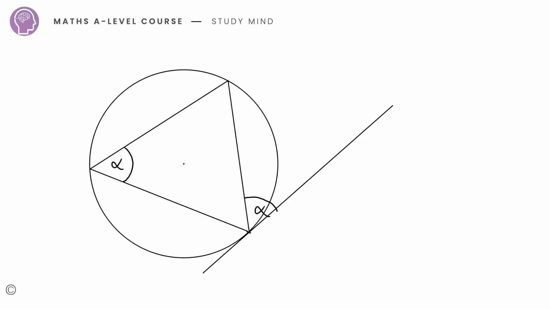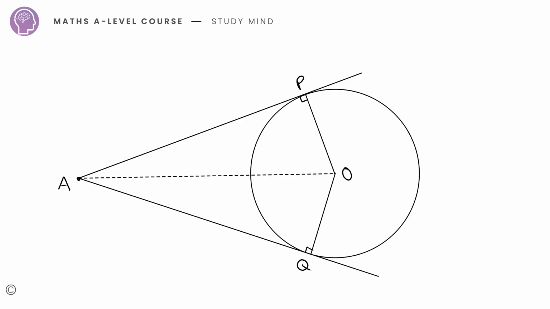Next, we have the alternate segment theorem. So if I've got a tangent line here, and then the triangle drawn as such, then this angle here, alpha, equals the opposite angle in the triangle over here. And finally, we have a circle theorem about congruent triangles.